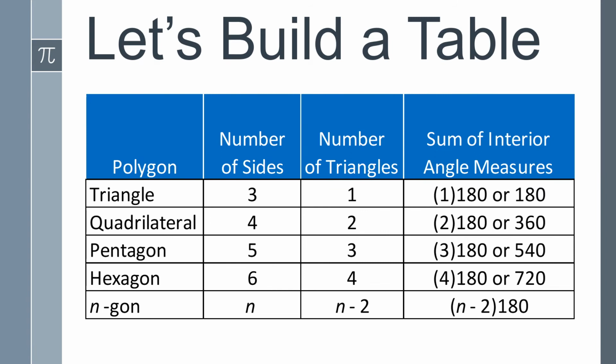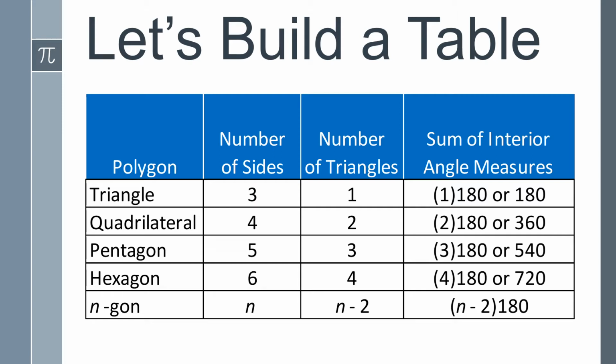So we're going to build a table here. A triangle has 3 sides. There's only one triangle with a triangle. And the sum of the measures of the angles of a triangle is 180 degrees. With a quadrilateral, there are 4 sides, and with one diagonal from a vertex, I can create 2 triangles. And those angle measurements would add up to 360 degrees. Pentagon, 5 sides, 3 triangles. 3 times 180 is 540. Hexagon, 6 sides, 4 triangles. 4 times 180 is 720.